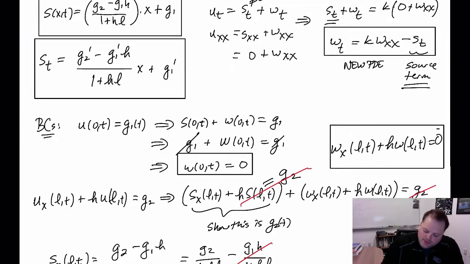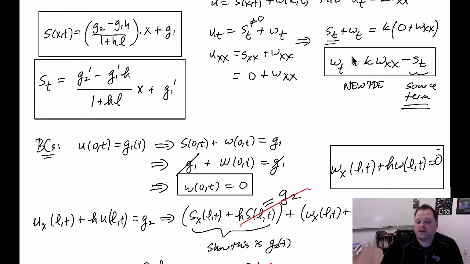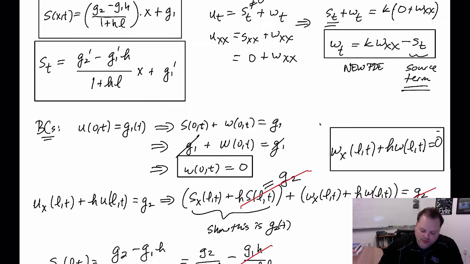All right, so putting these all together, we've got our new PDE. We now have homogenized boundary conditions. This is a Robin problem, which we know how to solve. This is Dirichlet at the left end. We know how to solve this kind of boundary condition. We just don't know how to solve this kind of PDE. And we'd also need to look at the initial condition.